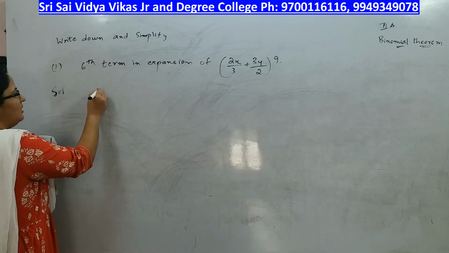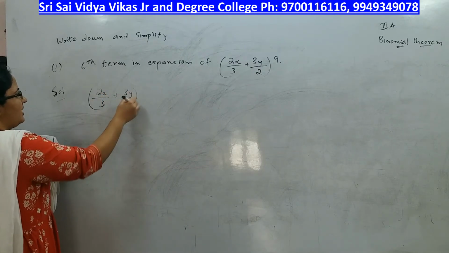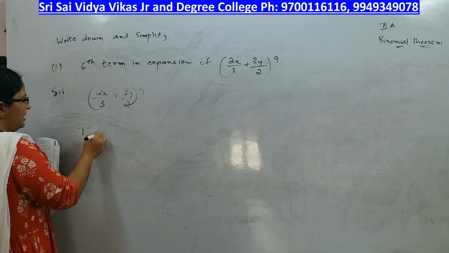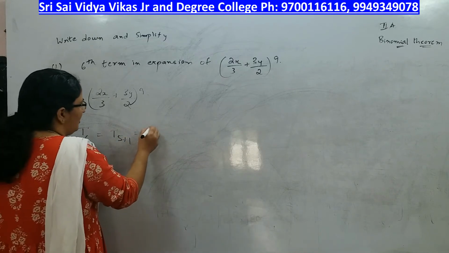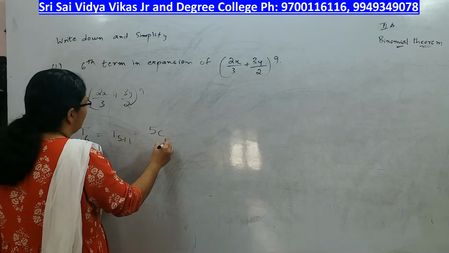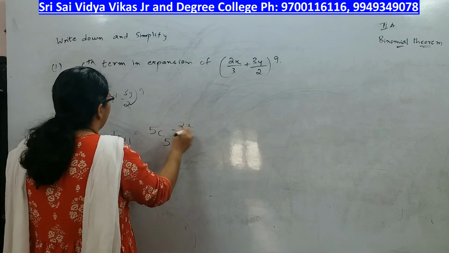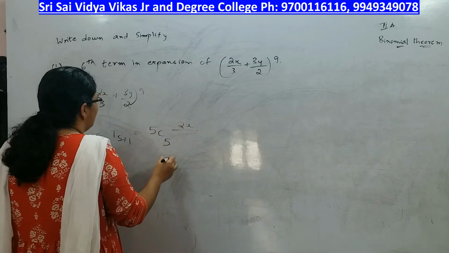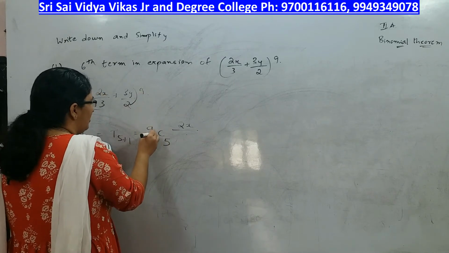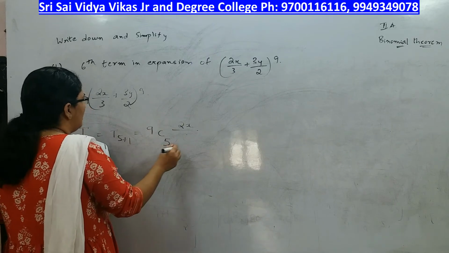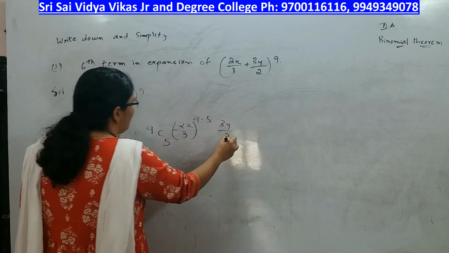Let us consider (2x/3 + 3y/2) whole power 9. T6 is equal to T(5+1), that is equal to 9C5, because the power here is 9, (2x/3) whole power 9 minus 5, (3y/2) whole power 5.